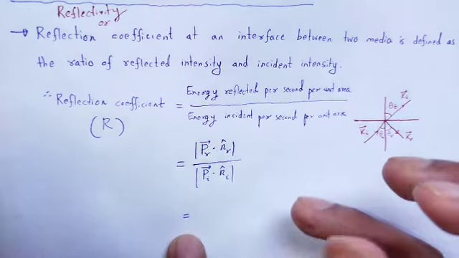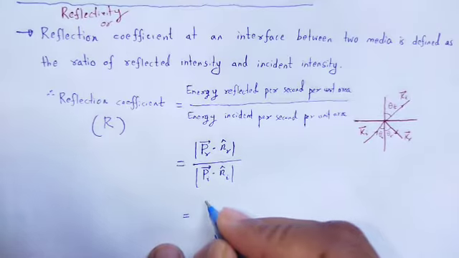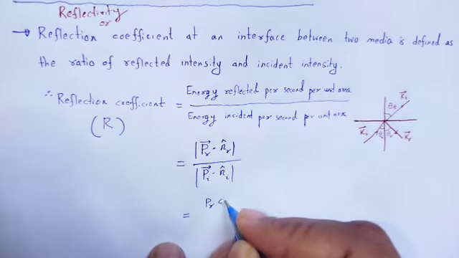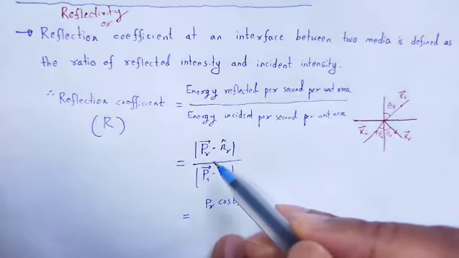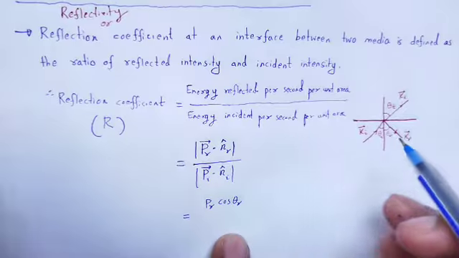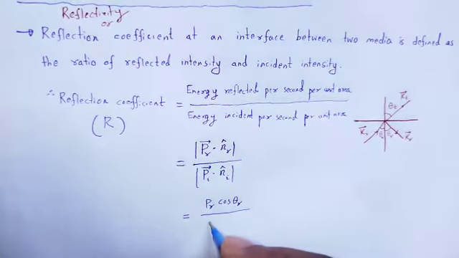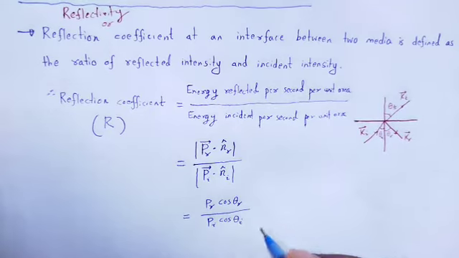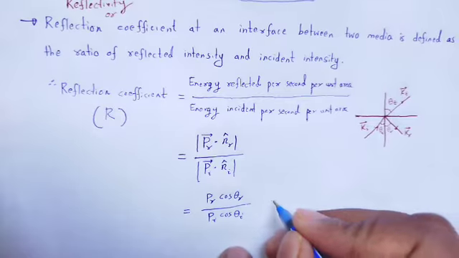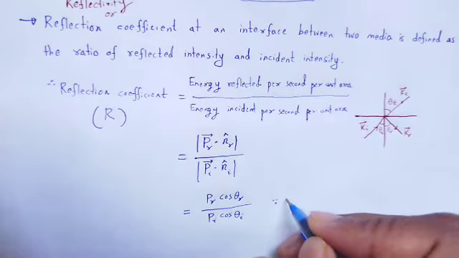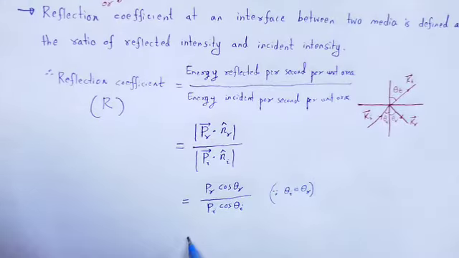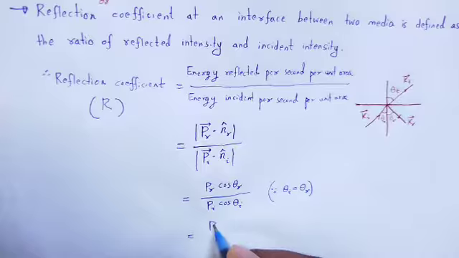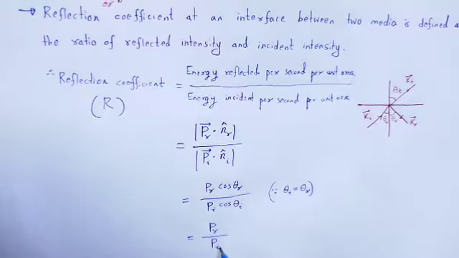Now, that Poynting vector can be solved. What is P r vector dot n r cap? P r cos of that angle, that is P r cos theta r, the angle between P r vector and n r cap, divided by the same P I cos theta I. As we say, for reflection, theta I is equal to theta r. So, it will be P r divided by P I.